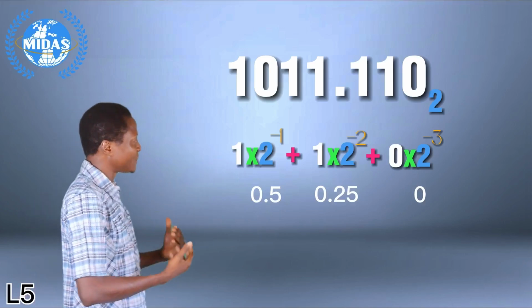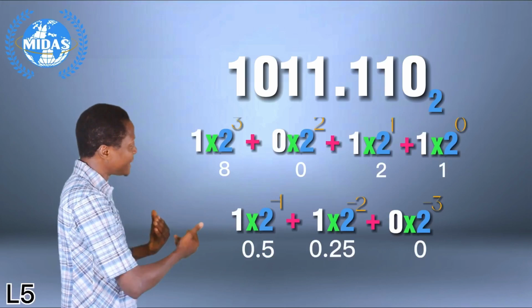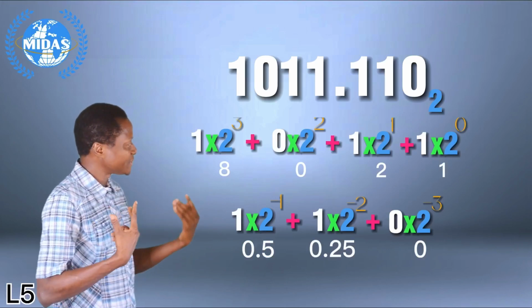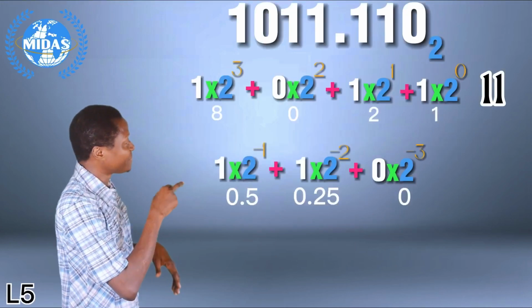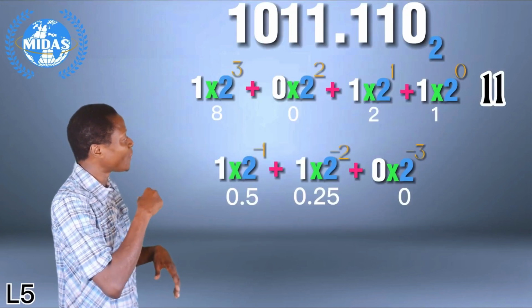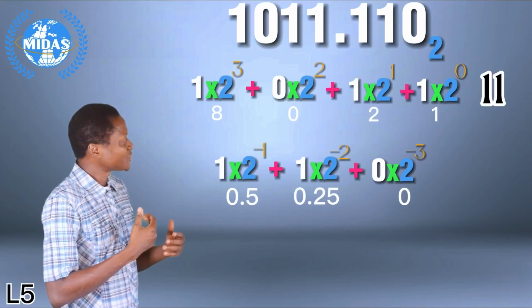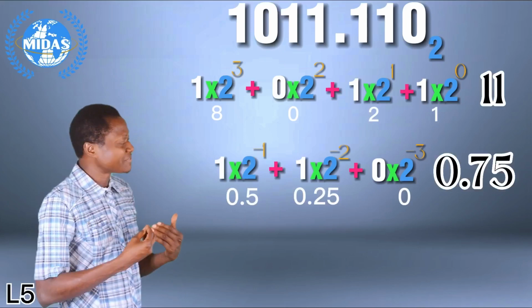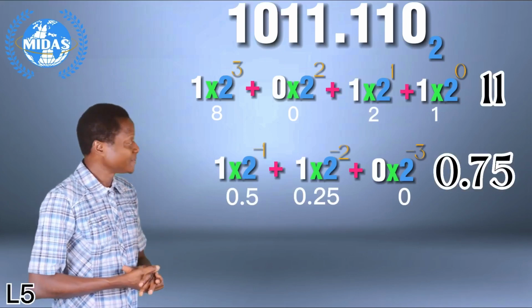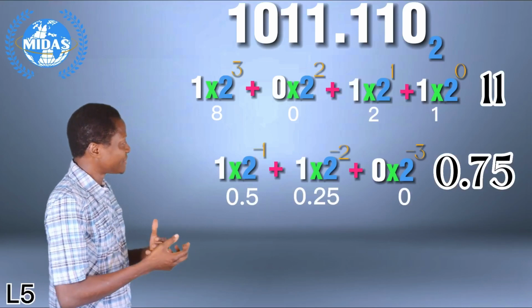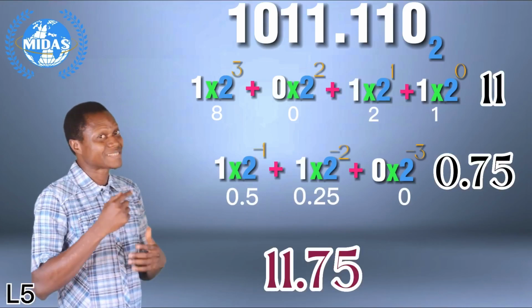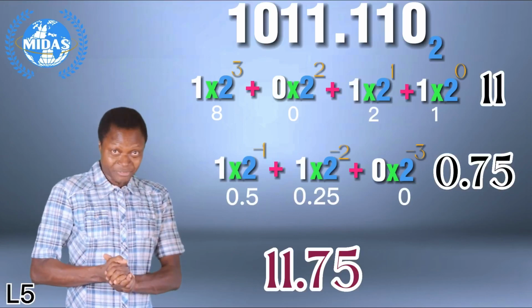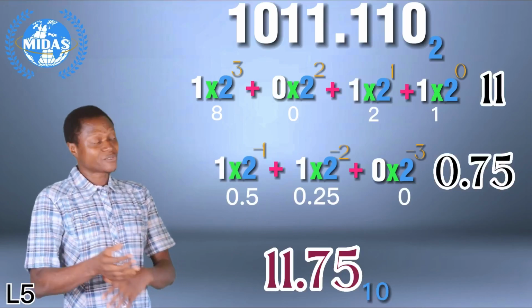So now let's do all of the calculation. 8 plus 0 plus 2, which is 10, plus 1, which is 11. So we now have 0.5 plus 0.25, which is going to give you 0.75 when you calculate it on your calculator. Now we have 11 and 0.75, so it's going to give us 11.75. Base 10 this time around. So that's how you do it.